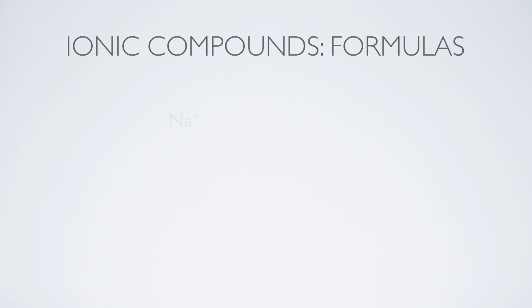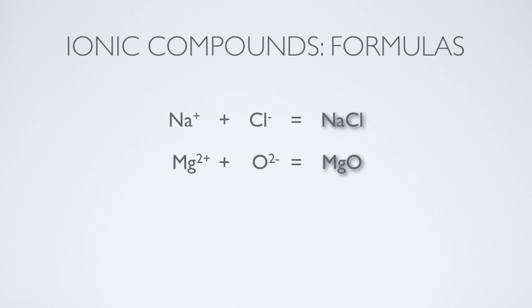Writing the formulas of ionic compounds is pretty straightforward. We've already seen sodium chloride. Notice that they form in a 1-to-1 ratio, so that there is a neutral charge overall. The same thing applies to magnesium and oxygen. If we reference a periodic table, we know that magnesium makes a 2 plus cation and oxygen makes a 2 minus anion. Therefore, they also form a 1-to-1 compound.